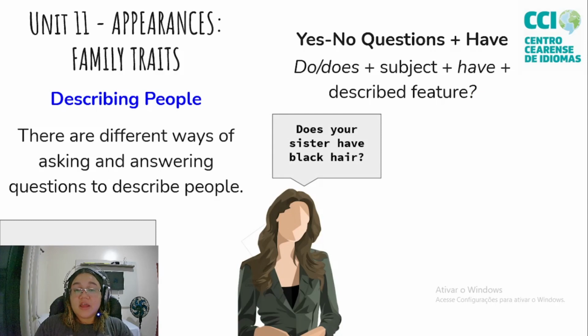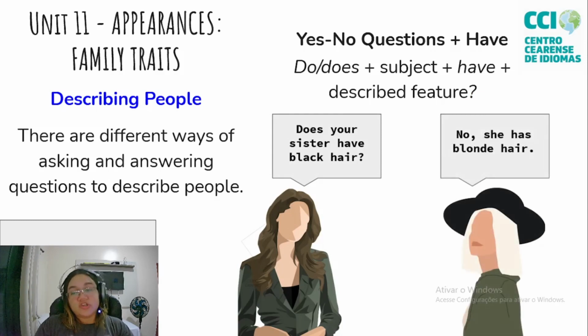So here's the first example. Does your sister have black hair? No, she has blonde hair. So the structure in the question is the same. Do or does. As always, it will depend on the subject. The subject here is sister, so we use does. Does your sister, the subject, have, just like the structure, black hair? Black hair is the described feature. And the answer is no. She has blonde hair. Her feature is not black hair. It's blonde hair, yellow hair, right?